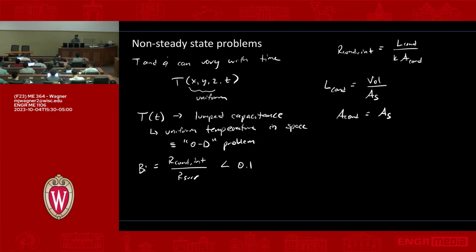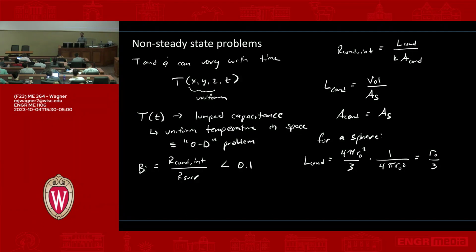Let's do a specific example. For a sphere, L conduction is equal to volume over A_s, so that's 4 pi r_out cubed over 3, and 1 over surface area is 1 over 4 pi r_out squared. So this is actually just r_out over 3. The conduction length for a sphere is just r over 3. That kind of makes sense: the bulk of the material in a sphere is close to the shell, because the volume grows as you go out in radius. So this is a pretty reasonable approximation. Surface area is just the surface area of the sphere.